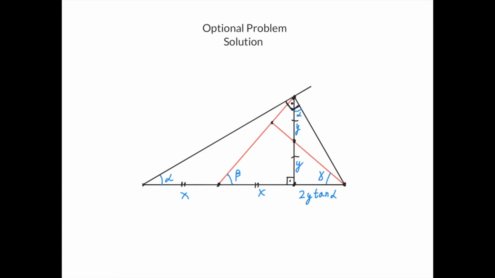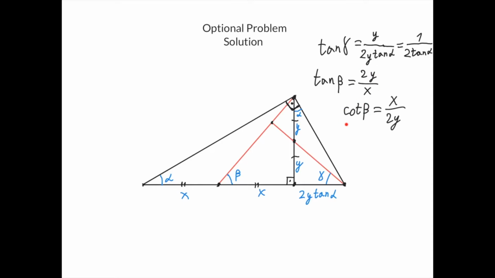And now we can find the tangent of gamma from this right-angled triangle and the tangent of beta from this right-angled triangle. So the tangent is this side divided by this side, so y divided by 2y tangent of alpha. Now we can cancel out the y's and we get 1 divided by 2 times tangent of alpha. Tangent of beta is this side divided by this side, so 2y divided by x. Now we can find cotangent of beta by just reversing this ratio. So cotangent of beta must be x divided by 2y. But we know that tangent of 90 minus beta equals cotangent of beta, and hence tangent of 90 minus beta equals x divided by 2y.